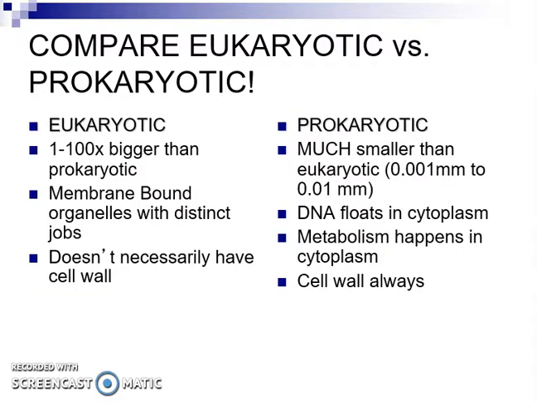Comparing eukaryotic to prokaryotic cells, eukaryotic cells are 1 to 100 times bigger than prokaryotic cells. We have membrane-bound organelles with distinct jobs. Not all eukaryotic cells contain a cell wall. Only plant cells have cell walls, and some single-celled organisms may have cell walls as well. Prokaryotic cells are much, much smaller than eukaryotic cells. Their DNA floats in the cytoplasm. In addition, inside the cytoplasm, metabolism happens, and they also always have a cell wall. Believe it or not, antibiotics destroy the cell wall of bacteria. That's how they generally work.